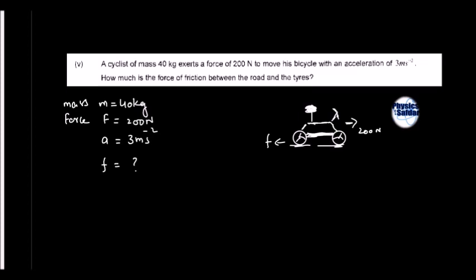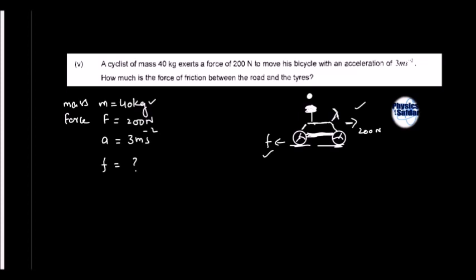Now this diagram will help you to understand the situation. Let's suppose the cyclist is at this position and his mass is given, that is 40 kilogram. He exerts a force of 200 Newton. This is the forward force. Look at its direction. You can see the force of friction which is acting between the road and the tire. The directions of the forces are opposite.